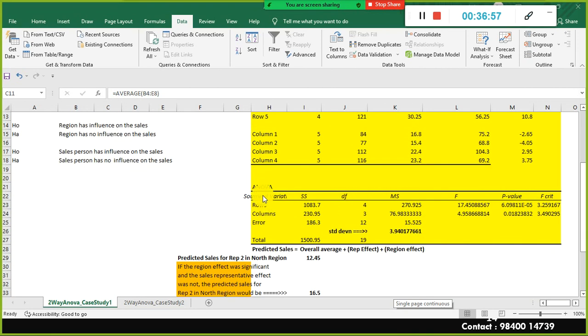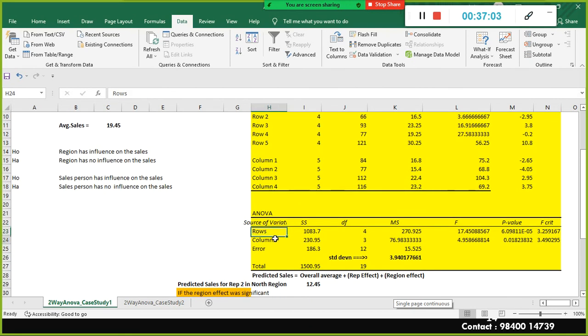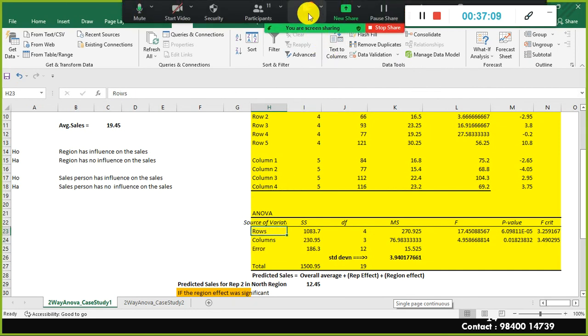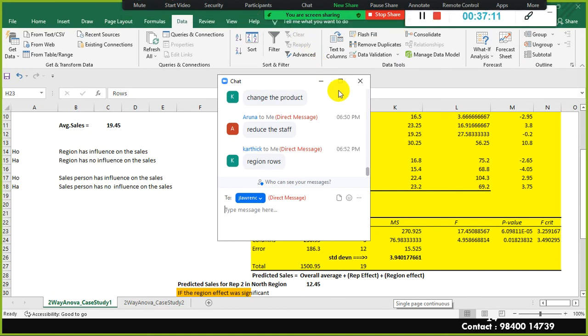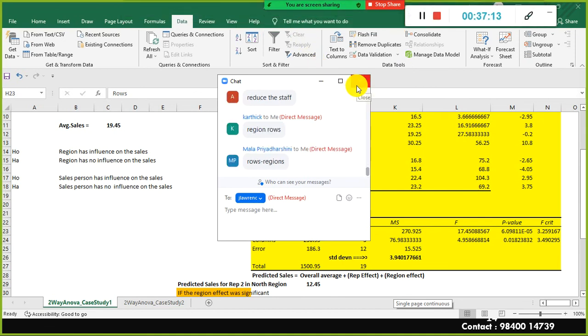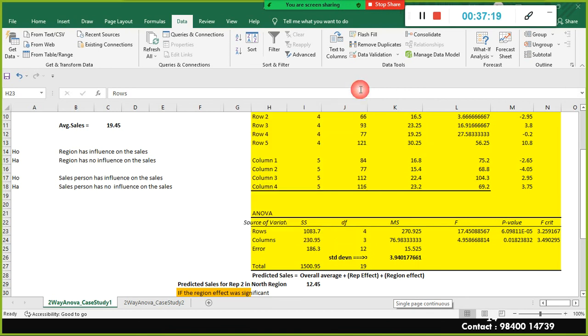Okay, so here in the ANOVA table we can see rows and columns. What is rows here? At least can someone, all of you, please type it in. What is rows and what is columns? It gave me the summarized information for the rows and columns. What is rows here? Aruna, what is rows here? Yes, Karthik is correct. How about others? Column is salesperson and rows is regions.